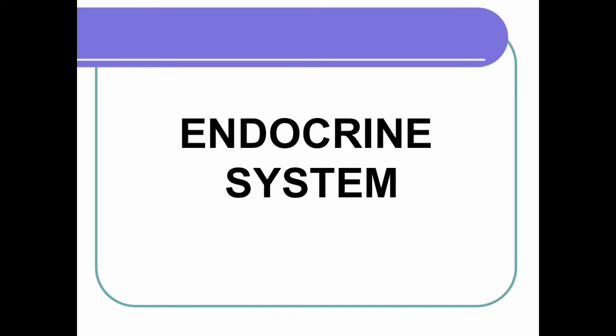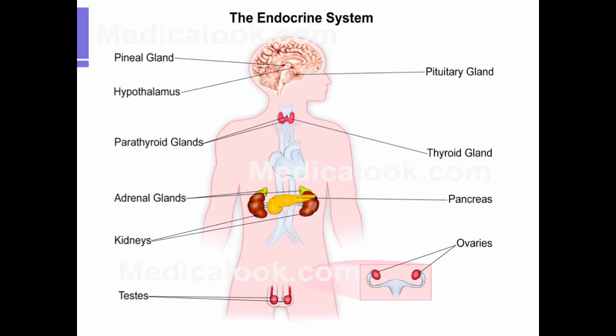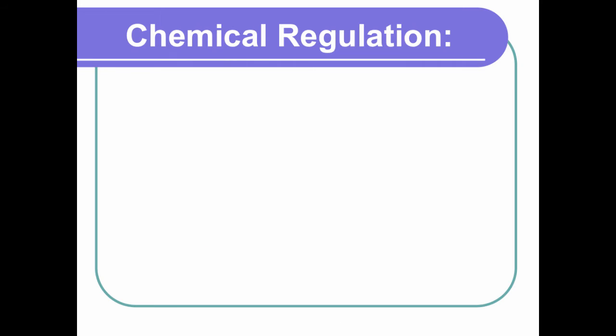Okay, today we're going to talk about the endocrine system. Now, here's a picture showing you all the parts that are involved in the endocrine system. And as we've mentioned before, it involves all your glands and your hormones. So, examples are you have your pituitary gland, your hypothalamus, your thyroid gland, your pancreas, ovaries, testes, kidneys, all of these in your adrenal gland. All of these glands produce hormones that help our body to regulate.